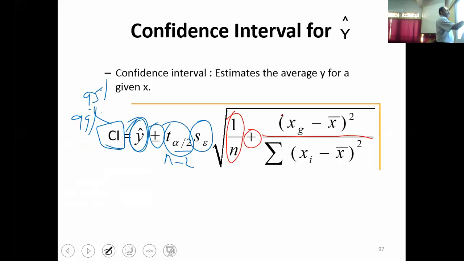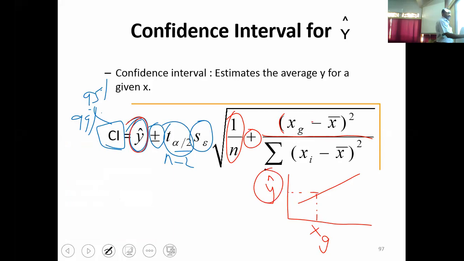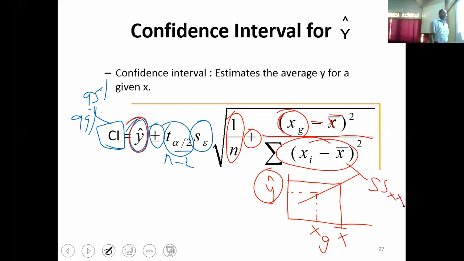xg minus x bar, whole thing squared. What is xg here? This is xg for a particular value. This is y hat, right? So this y hat is actually this one. So for a given x value only you can predict the y value. So this is xg minus x bar. X bar is the overall mean. Divided by sums of square of x, right?